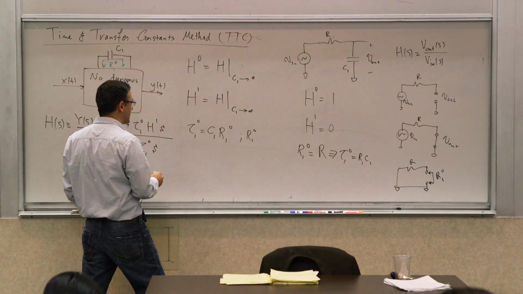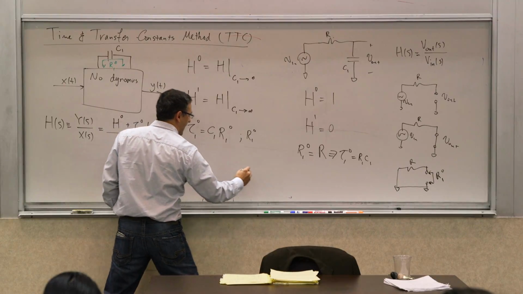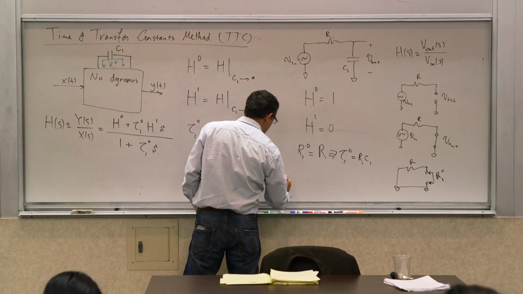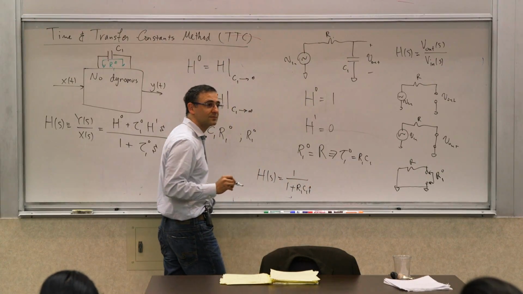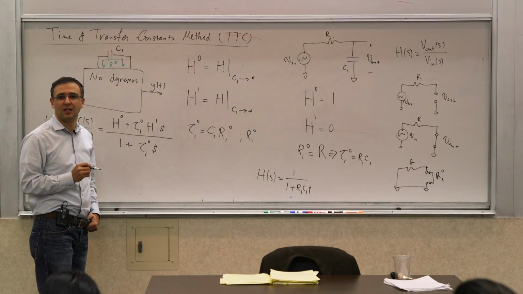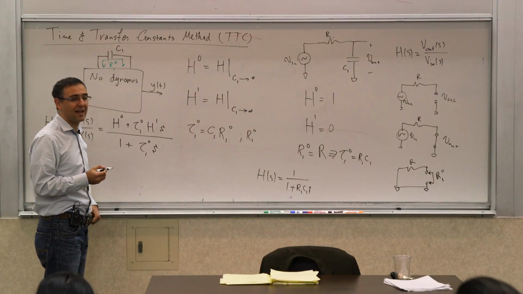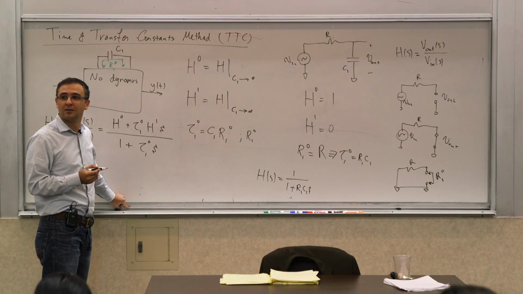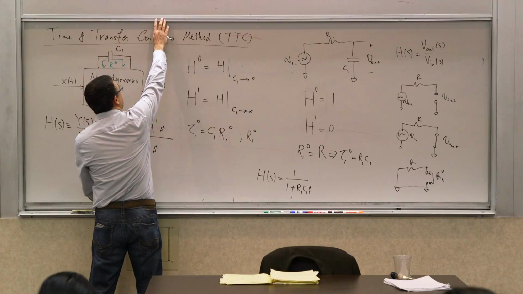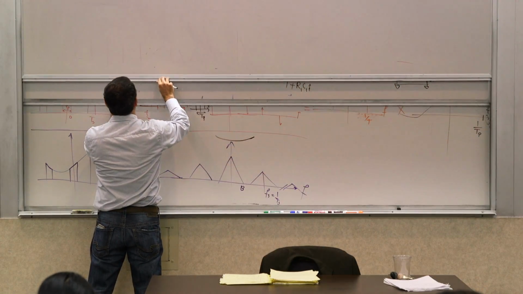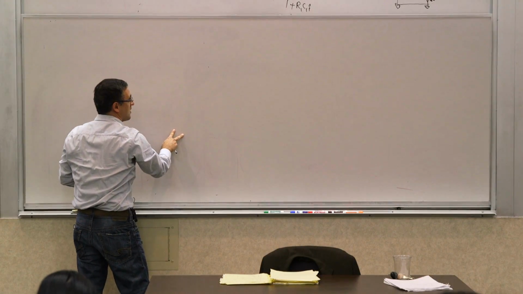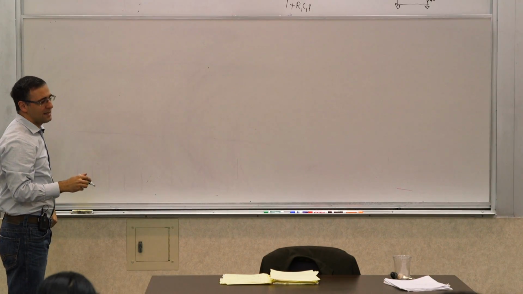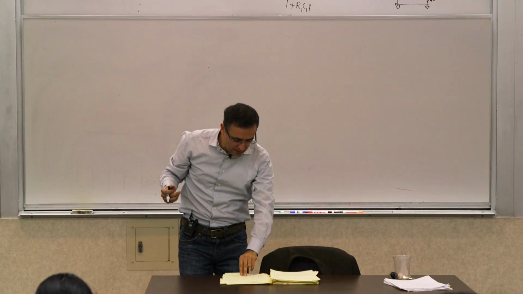So you already have the transfer function. You just plug it into this thing, and that gives you H of S is 1 over 1 plus R1 C1 S. So this is a rather trivial example, right? Let's do something a little bit less trivial. Now, let's do something a little bit more complicated.